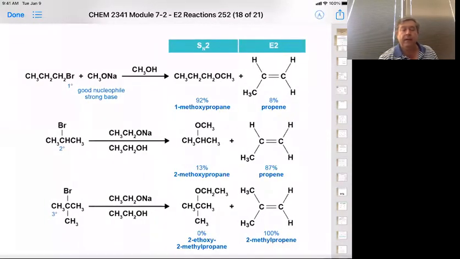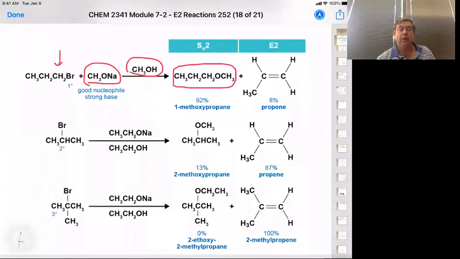This is the sodium salt of methanol, and it's in methanol. So we have a polar protic solvent, we have a strong base, and we have a primary alkyl halide, okay? Primary alkyl halides almost never form carbocations, so it's not going to do that. But what we're going to see, our major product is going to be our substitution product, because it's small, it's a good nucleophile, and it's in a protic solvent. It gives us predominantly our substitution product. But because it's such a strong base, we do see the formation of some of the elimination product.